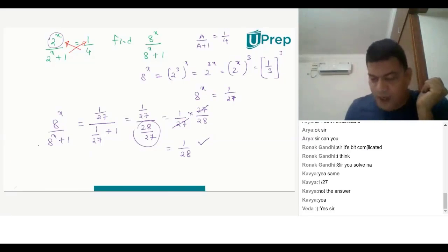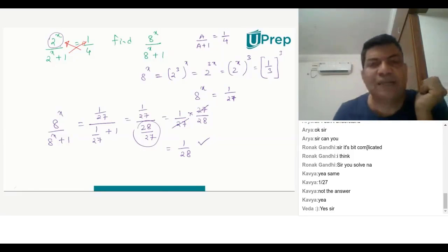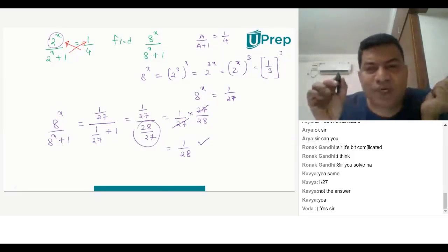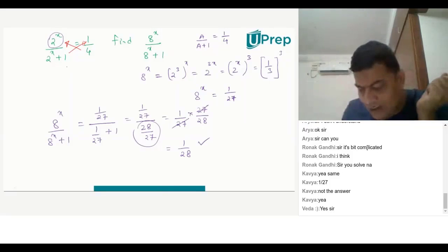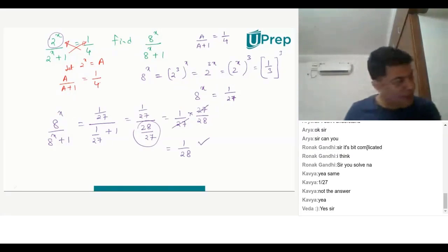Ronak, concentrate. Now, 2 power x looks a little difficult for most of the students. So let 2 power x be equal to some apple, or anything. You take it as apple, so the problem becomes very easy. It is apple by apple plus 1, and apple by apple plus 1 is equal to 1 by 4.